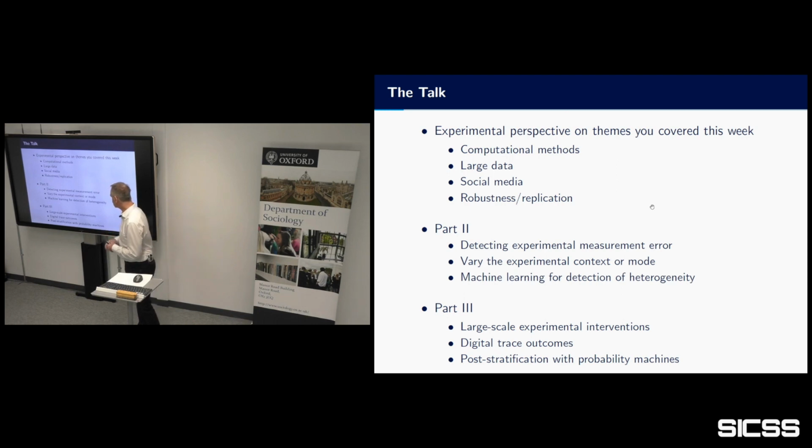And then the last module will talk about large-scale experimental interventions. This is a project that's ongoing that's just started. It focuses on digital trace, broadly defined outcomes, and it employs post-stratification in order to estimate average treatment effects. So that's the layout of what I'll be discussing, and interrupt if I'm totally obtuse at any point, or if you have any questions.